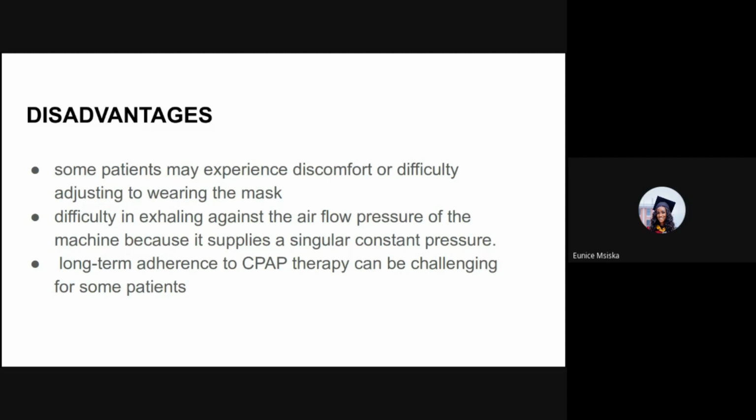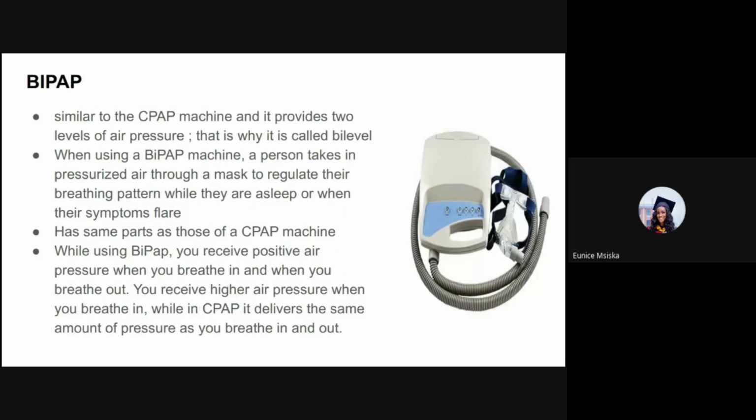Now I'm going to talk about the BiPAP. It is very, very similar to the CPAP machine, and it provides 2 levels of air pressure, and that is what differentiates the 2 machines. And this is why it is also called a bi-level machine.